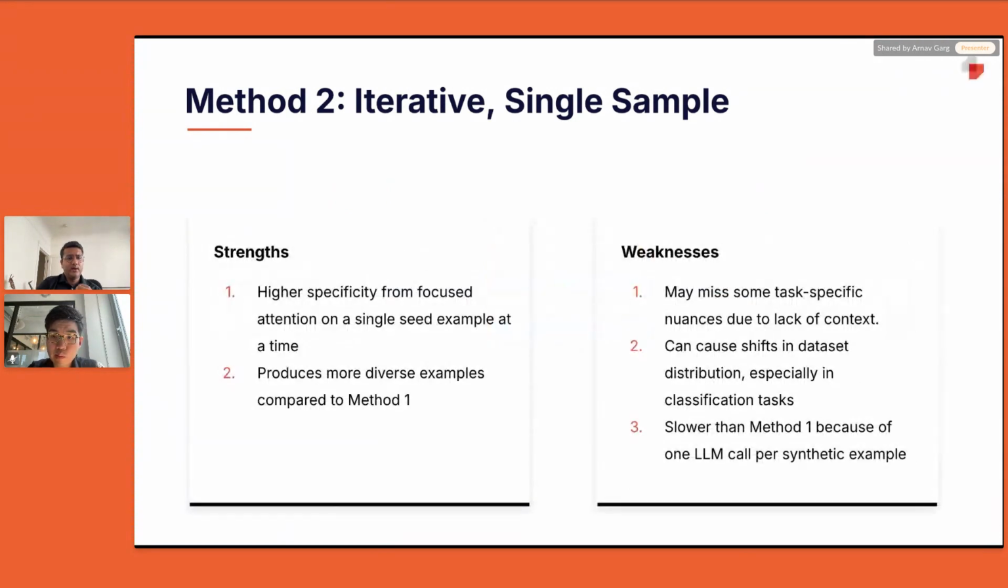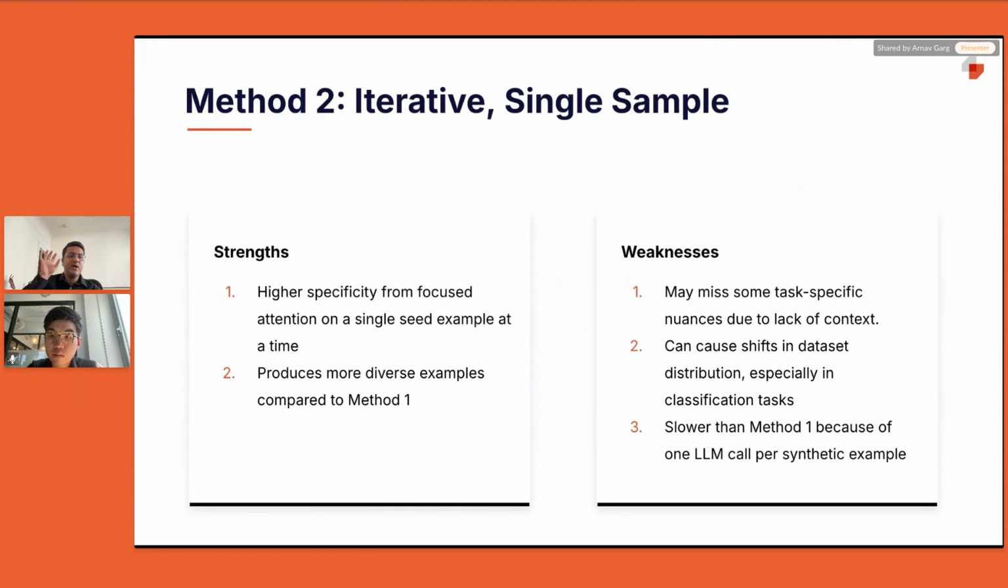And the good news, and I'll show you this through examples once again, is that this slight change from using all seed examples at one time to iteratively using single seed examples makes a big difference in quality. We saw much higher specificity, and I'll tell you what that means in a moment, and a higher percentage of valid examples. Because it was able to focus on one example at a time, it was able to understand the data-specific nuance and characteristics, and then utilize that to create a very similar example.